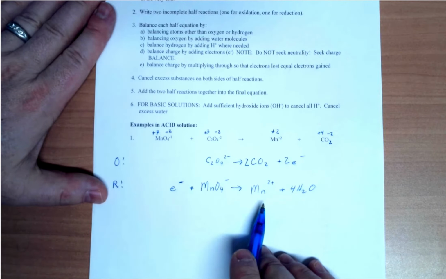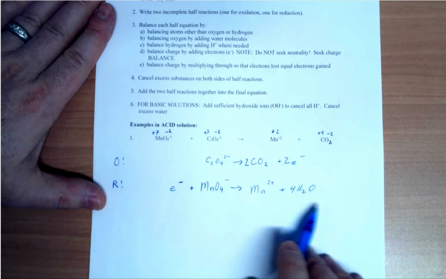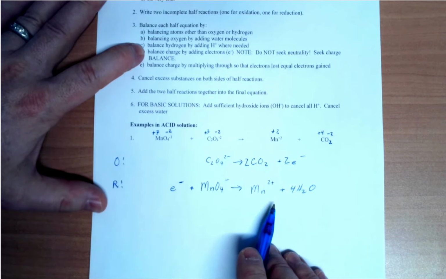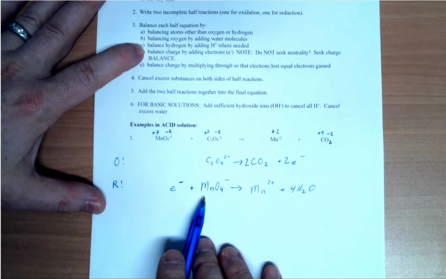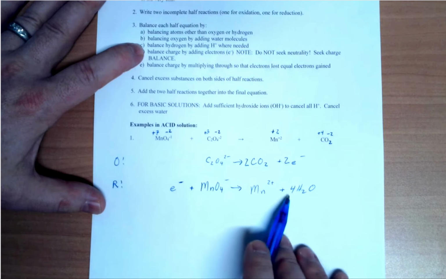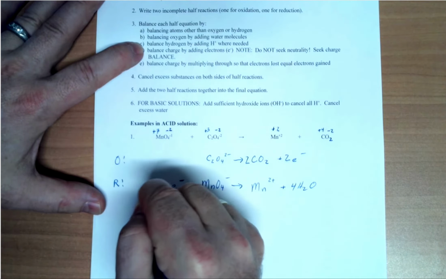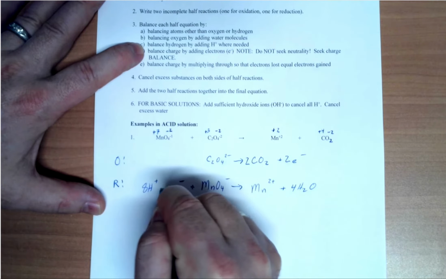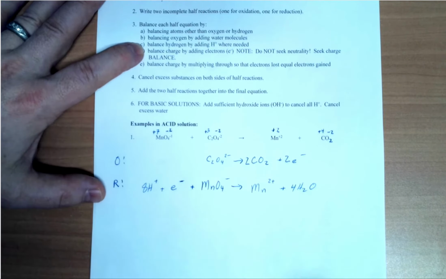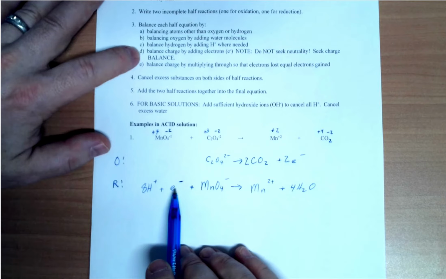All right, now what I have done is I've taken my hydrogen out of balance. Balance hydrogens by adding H pluses where needed. So I have 8 hydrogens over here. I'm going to come over here and I'm going to add 8 H pluses. I still have to work with this guy here.